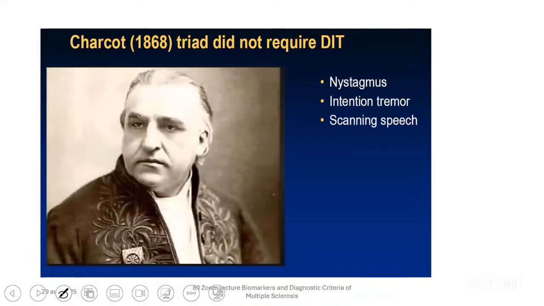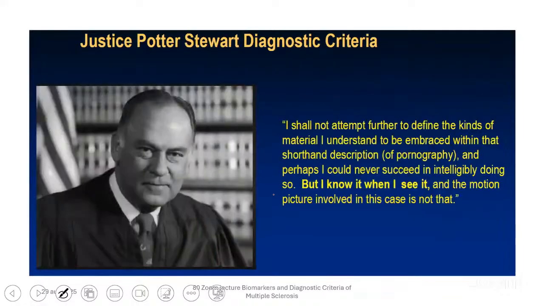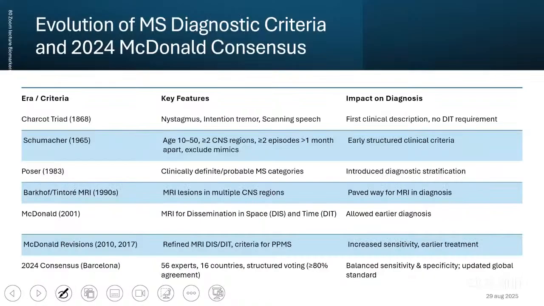He is the person who first described the triad, Charcot in 1868: nystagmus, intention tremor, scanning speech, with no other evidence for anything. He described MS. And then diagnostic criteria subsequently came. So in 1868, nystagmus, intention tremor, scanning speech was the first clinical description, with no dissemination in time requirement here. Then the Schumacher criteria, 1965, we are going to talk about this.